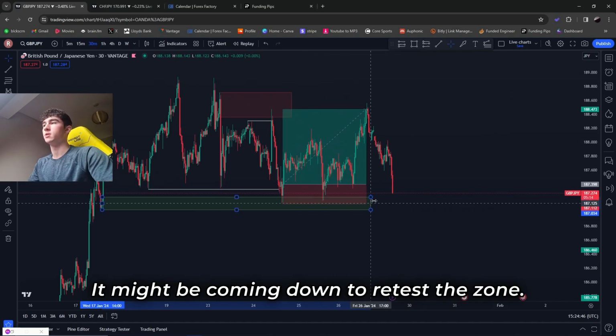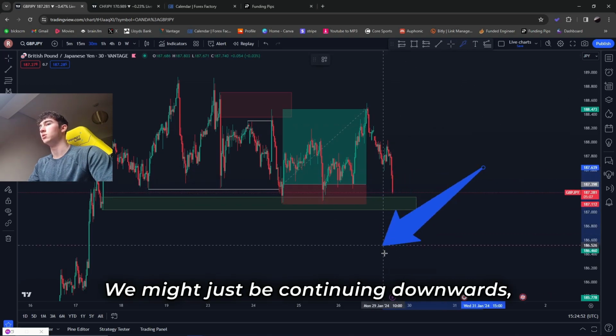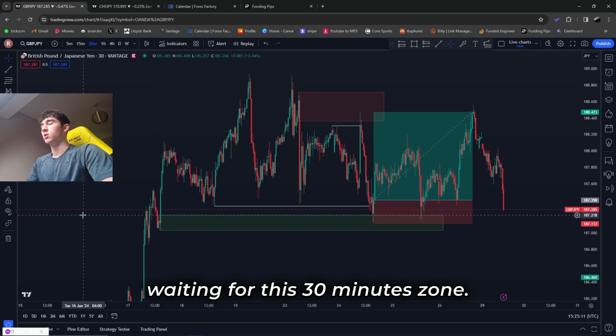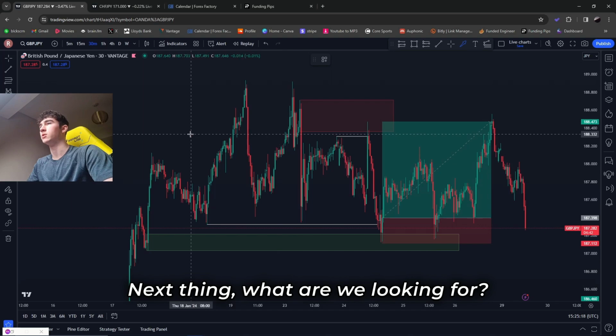It might be coming down to retest the zone. I feel like there is a high chance this zone might hold, but who knows, we might just be continuing downwards. Waiting for this 30-minute zone. This one could not have been more obvious. Just see how clean the untapped zone is. Next thing, what I'll be looking for.